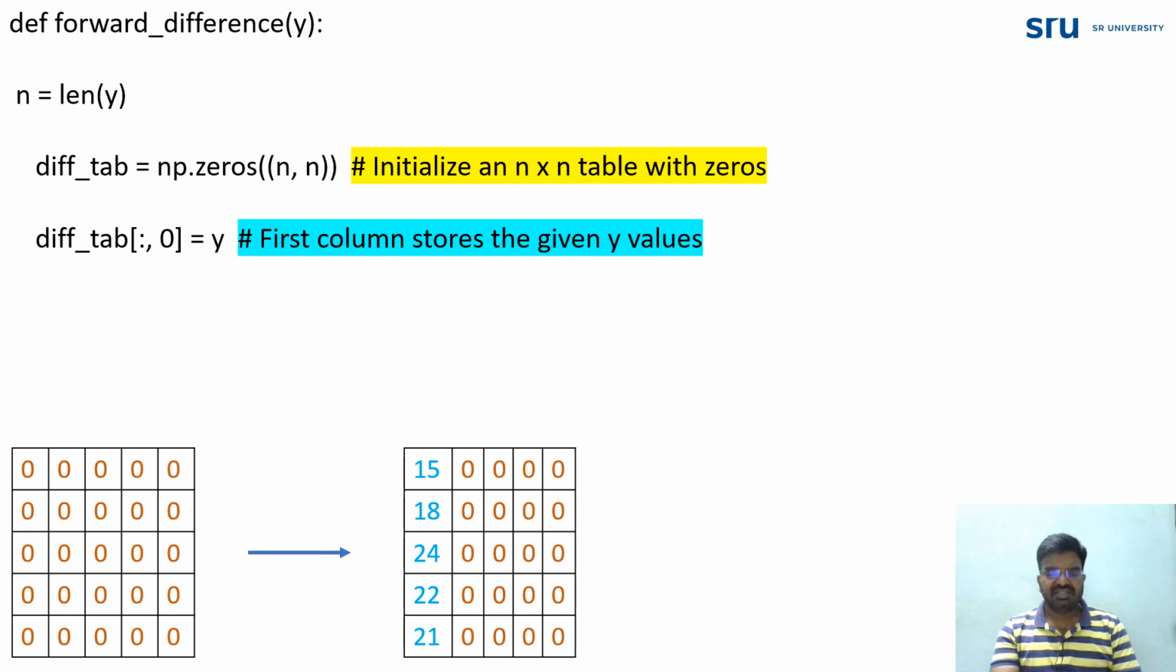Now in the difference table, I have to replace the first column with y values. Once you look at this line, you can see this 0 indicates the first column of the table. I am replacing this first column with y values. You can also observe the resulting table. After replacing y values, the new table will be like this.